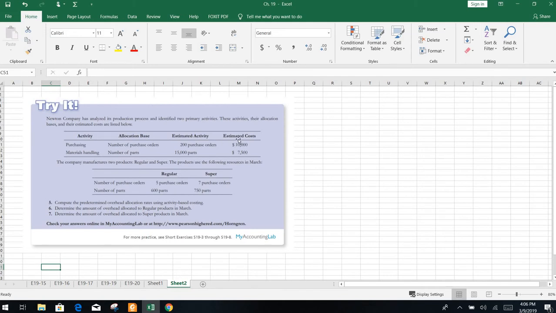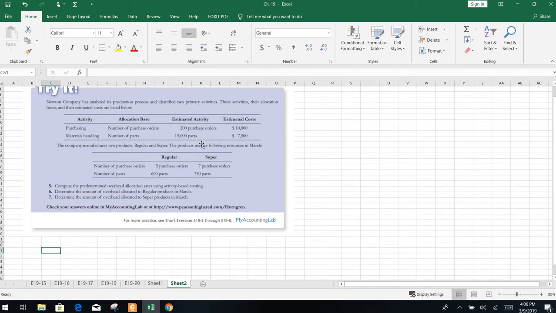And also remember from chapter 17, in order to get the rates, we're going to have to divide this total estimated overhead by the total base. And so that's how we get our rate. So let's go ahead and answer the questions. Number 5, it wants us to compute the predetermined overhead allocation rates using activity-based costing. Okay, so let's go ahead and get the rates. I'll write the formula just to make everything clear.